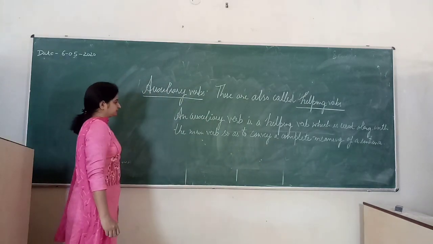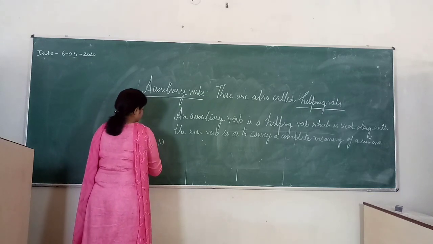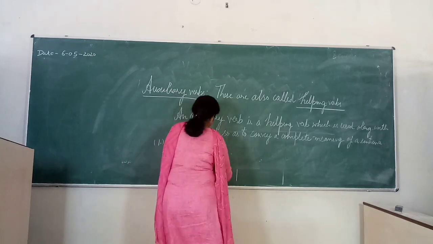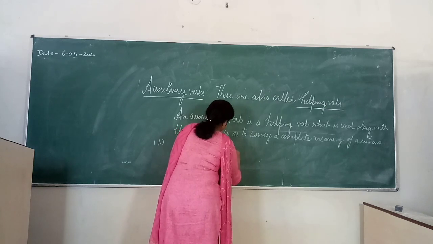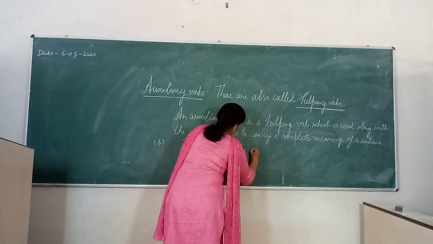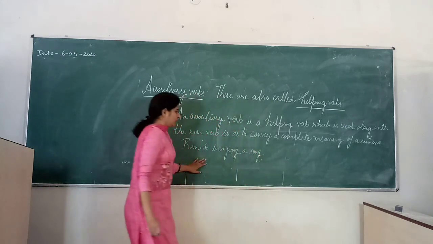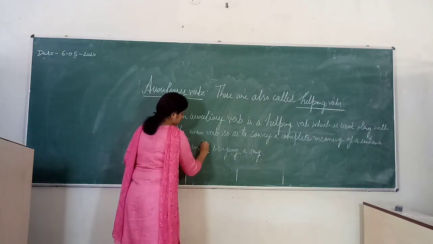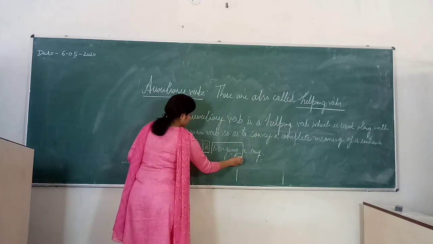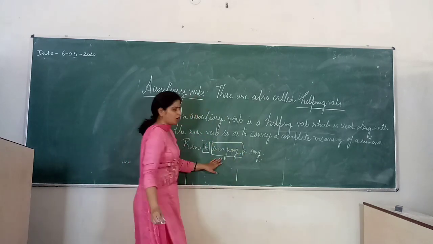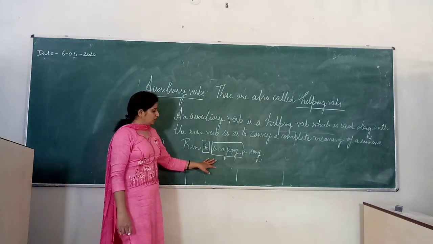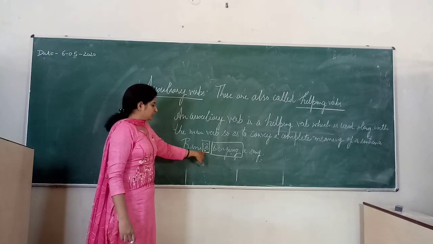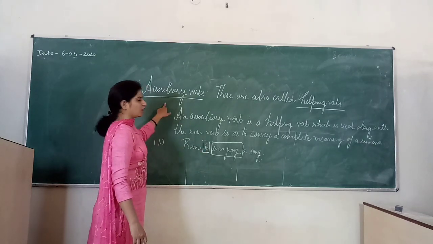The first one is Ram is singing a song. Now, in this particular sentence, there are two verbs. The first one is is and second is singing. Now, singing here is the main verb, or we may call it as a lexical verb or the action verb, and prior to this is used, and is here is auxiliary verb.